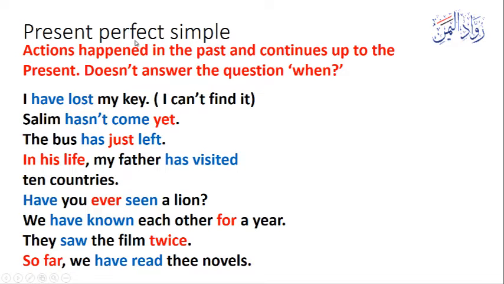The present perfect simple. It's used to describe actions that happened in the past but still continue up to the present. It means the action started in the past, like the past simple, but the result, the effect of that action, is still happening at the moment. Look at this example. I've lost my key. So at this time, I don't have it. I can't find it. So the result is still present.